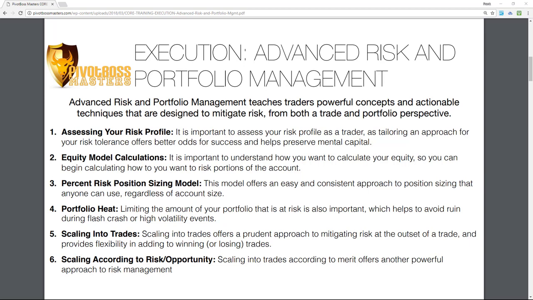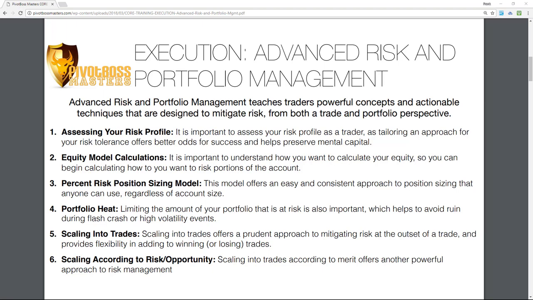Portfolio heat. This is important. Again, another very simple yet powerful concept. Limiting the amount of your portfolio that is at risk is extremely important, and this helps avoid those ruinous times where you see those major flash crashes or any high volatility events where the market can drop 10% in a matter of hours or a couple of days because of some significant event. So again, portfolio heat is something we'll talk about.